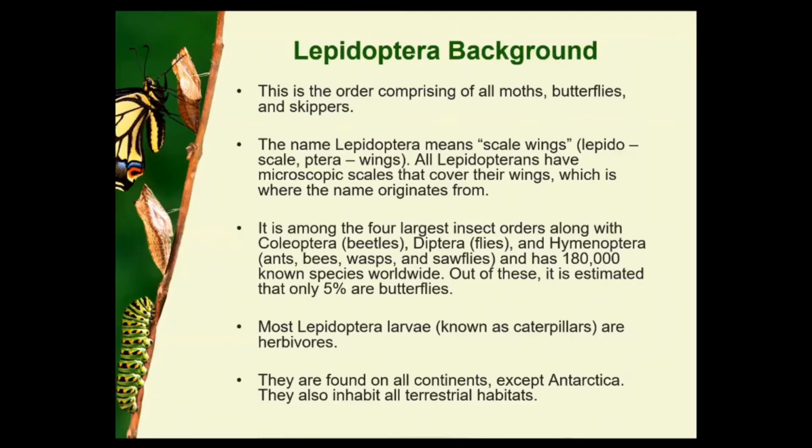It is among the four largest insect orders, along with Coleoptera, which are beetles, Diptera, flies, and Hymenoptera, which are ants, bees, wasps, and sawflies. It has 180,000 known species worldwide. Out of these, it is estimated that only 5% are butterflies. Most Lepidoptera larvae, which are known as caterpillars, are herbivores. They're found on all continents except Antarctica, and they also inhabit all terrestrial habitats.